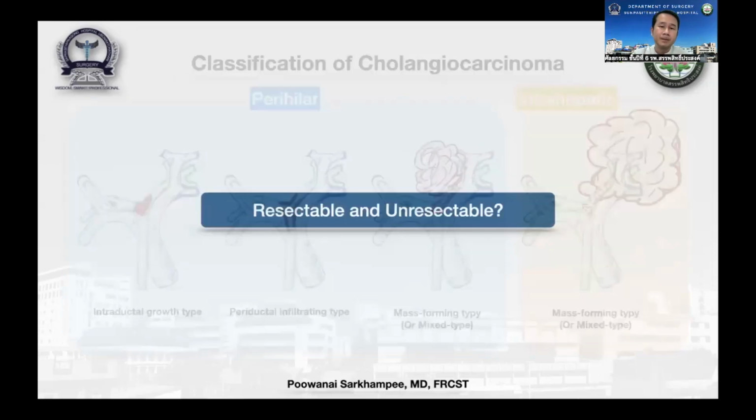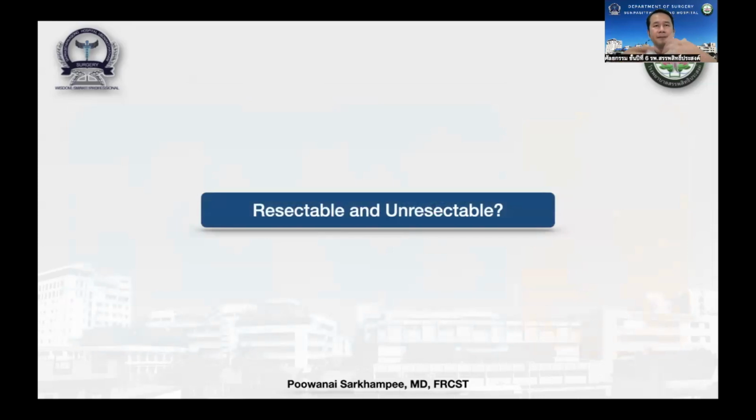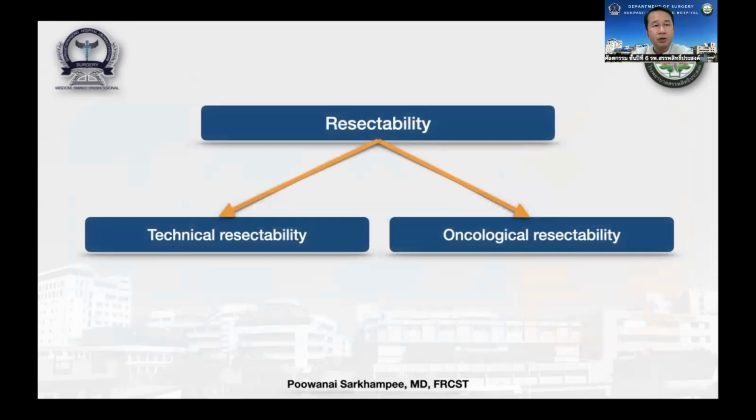Okay. So about resectable and unresectable, do we talk the same language? Okay. I will show you my thoughts about resectability assessment and my steps for it, okay? The first thing we must agree on about resectability is that resectability can be divided into two groups: technical resectability and oncological resectability.